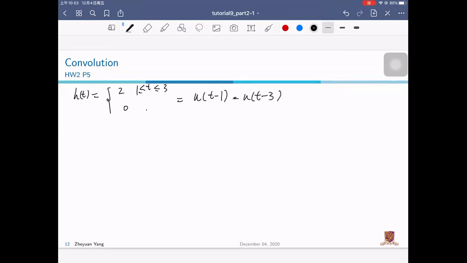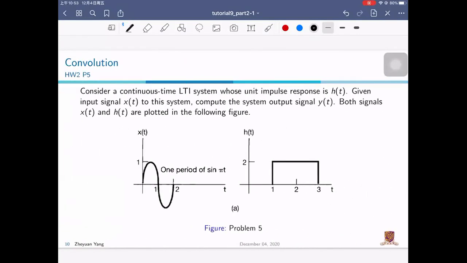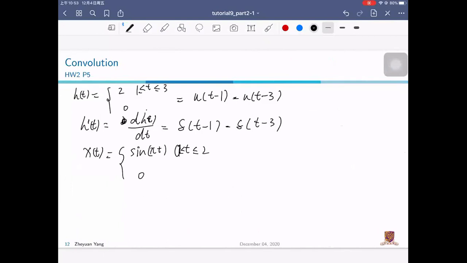Okay. So we also do the differentiation. dh(t)/dt is now equal to delta(t-1) minus delta(t-3). Our x(t) is equal to sine(pi t) for t from 0 to 2, and it looks like this from 0 to 2. So now we convolve h'(t) and x(t).